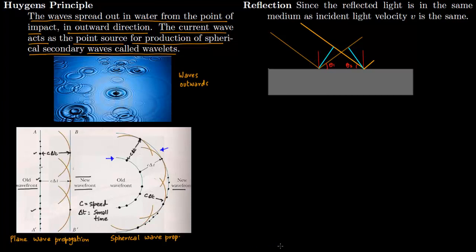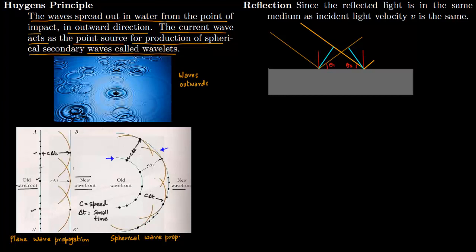Now we will talk about reflection. So basically we want to prove the law of reflection using Huygens principle. While using Huygens principle, we are assuming that the light is traveling in a wave form. Just like in the Huygens principle we are using the wave propagation, we are going to use the same property to derive the laws of reflection.